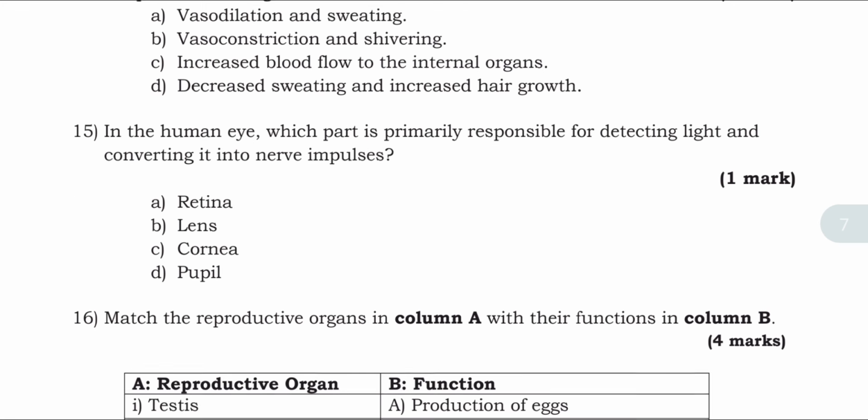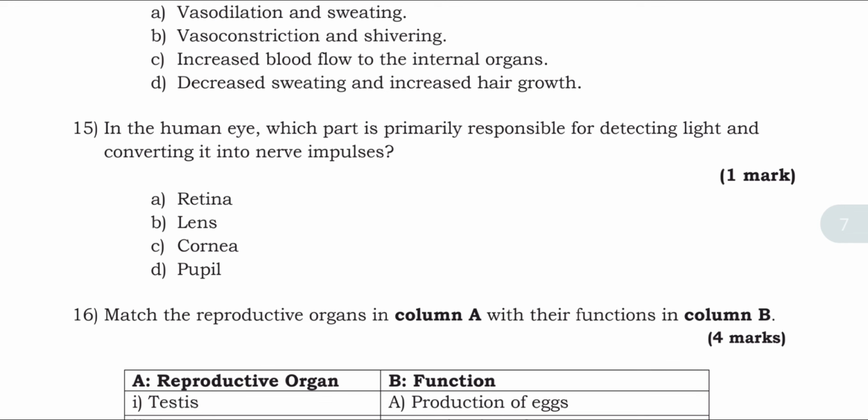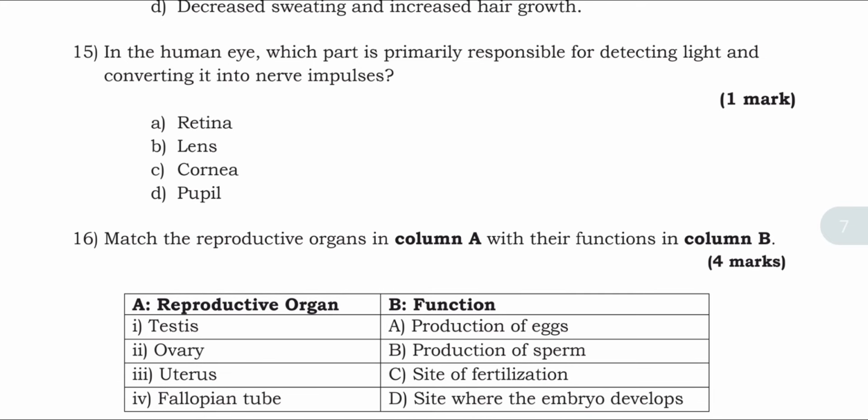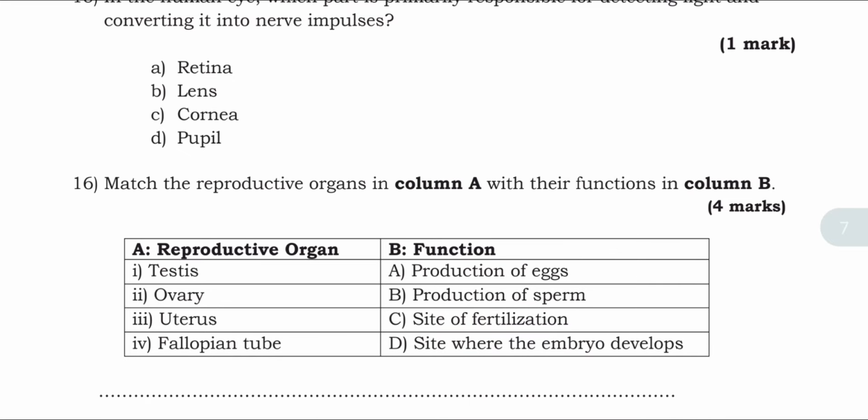Okay, we can move on to the next question. In the human eye, which part is primarily responsible for detecting light and converting it into nerve impulses? I have four options: retina, lens, cornea, and pupil.